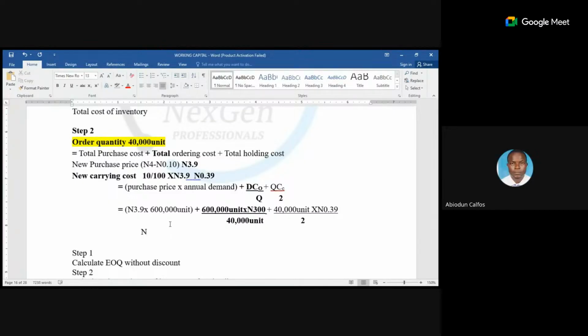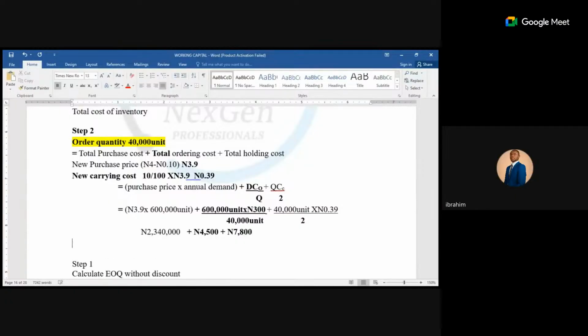What do we have here? 2,340,000. Plus 4,005. Remove the second one, it's 4,005 only. This is the first one. The second one, what do you have here? 4,005. Third one, what do you have? 7,800.